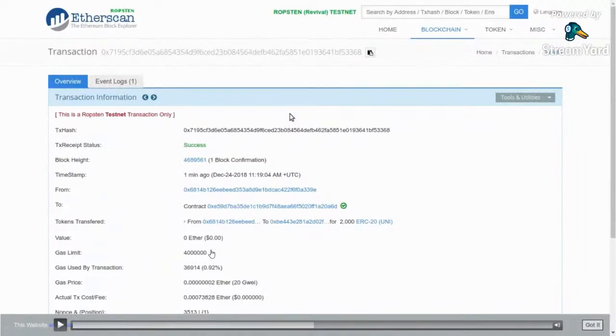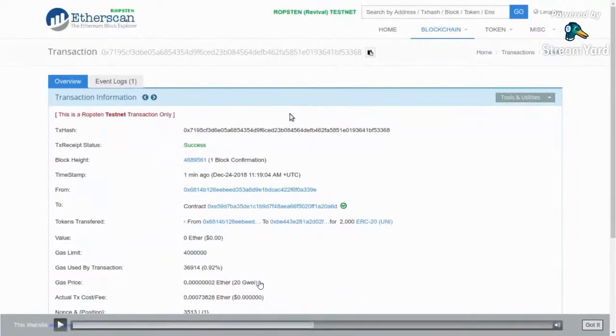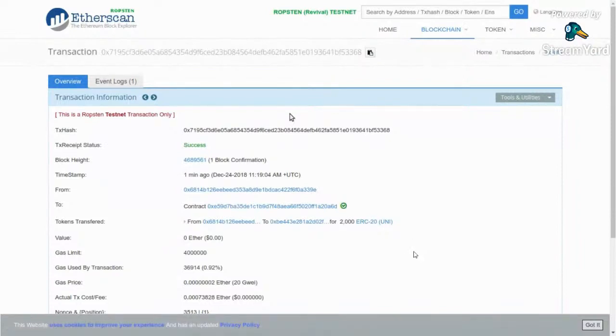So you can get a doubt like what is gas. Basically, gas is the fuel for this Ethereum blockchain. Gas is generally measured in Wei. Wei is the simplest unit of ether. Gwei is the next simpler unit of ether. Basically, 1 Wei is equal to 10 to the power of minus 18 of an ether.